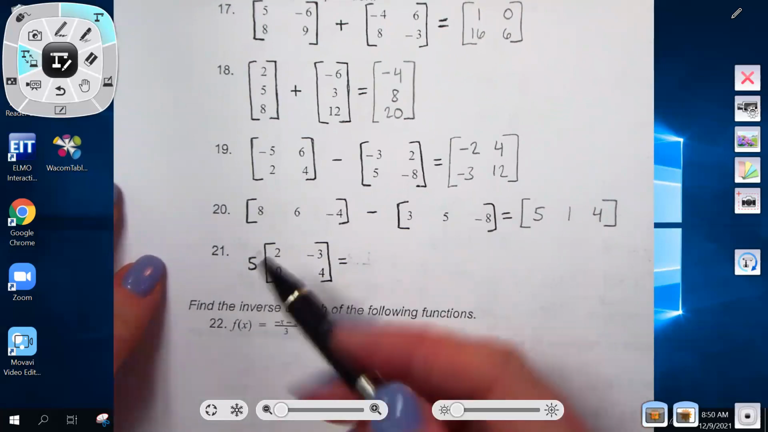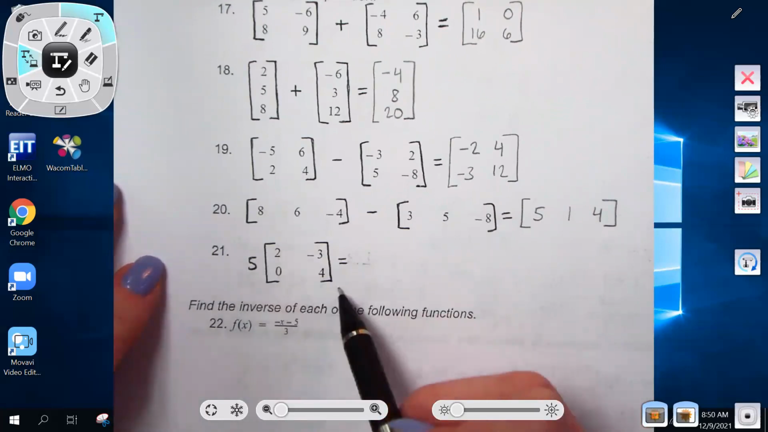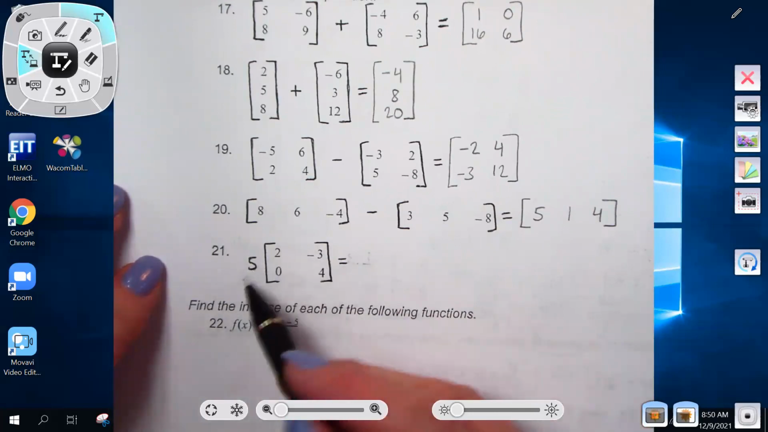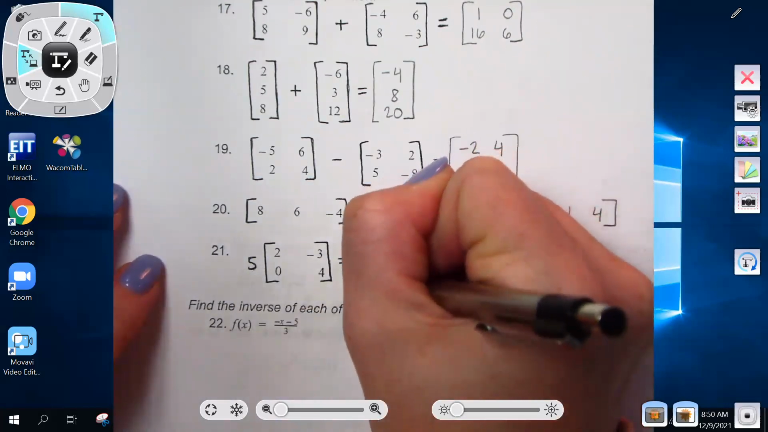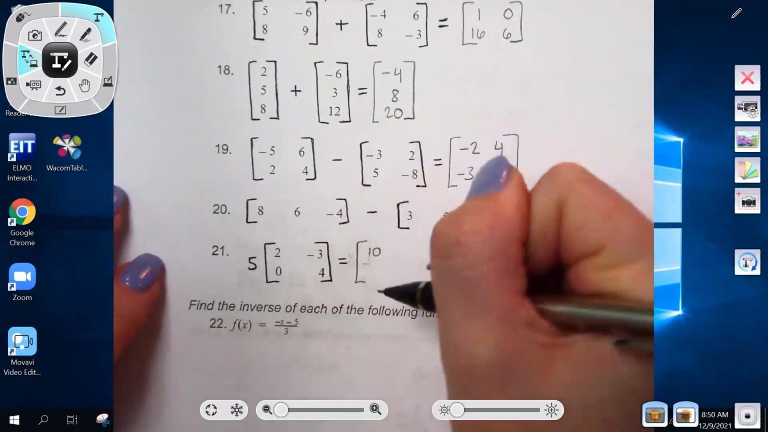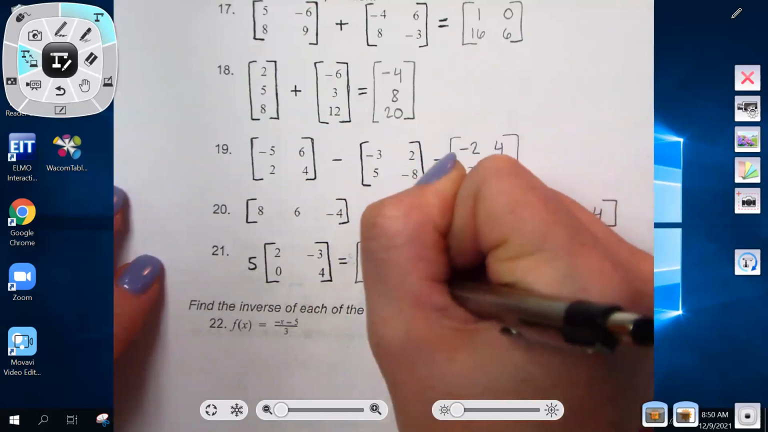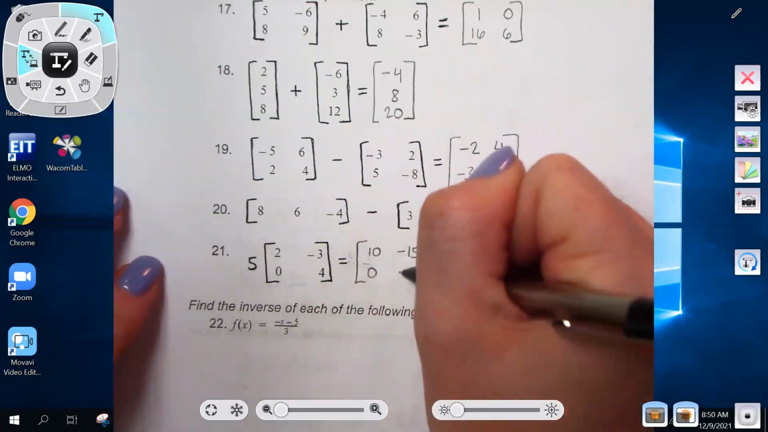On number 21, we are multiplying a number times a matrix. All you have to do is multiply every number in that matrix by 5. So 5 times 2 is 10. 5 times negative 3 is negative 15. 5 times 0 is still 0. And 5 times 4 is 20.